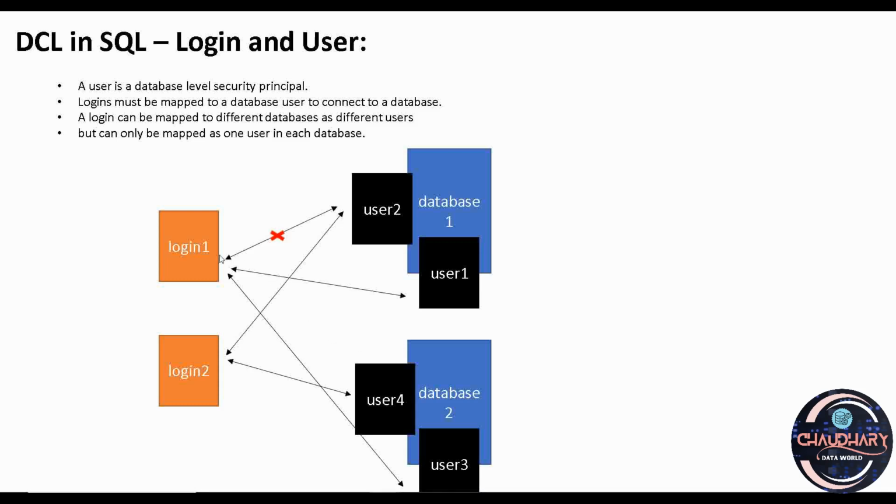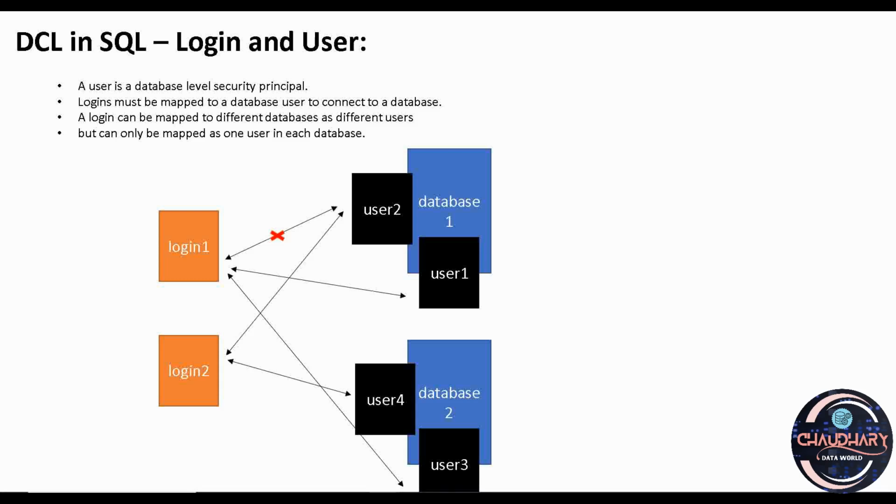That means what this diagram is telling us is that login 1 is associated with user 1 in database 1, and login 1 is associated with user 3 in database 2, but login 1 can't be associated with another user in the same database, that is user 2. Correct? If you try to do this particular scenario in the database, it will not allow you, because this user is already associated with this login. Two users can't have one credential, right? And if it were so, definitely there would be a data breach.